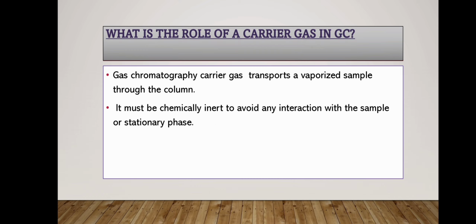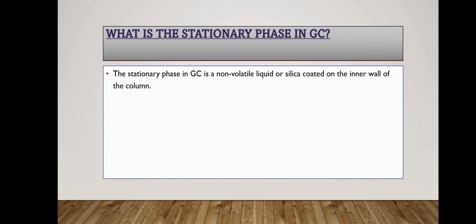What is the role of a carrier gas in GC? In gas chromatography, carrier gas transports a vaporized sample through the column. Carrier gas must be chemically inert to avoid any interaction with the sample or stationary phase. What is the stationary phase in GC? The stationary phase in GC is a non-volatile liquid or silica coated on the inner wall of the column.